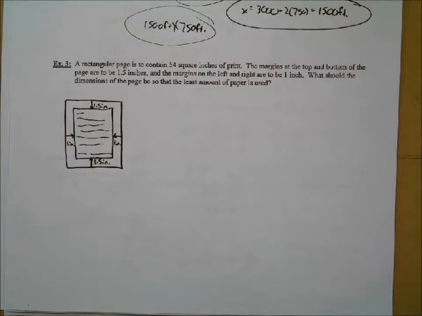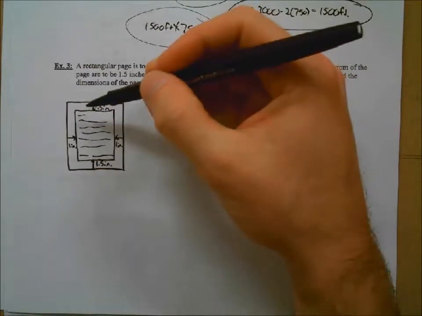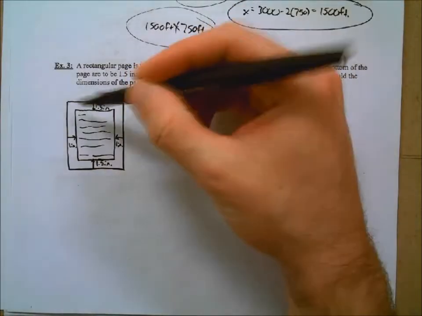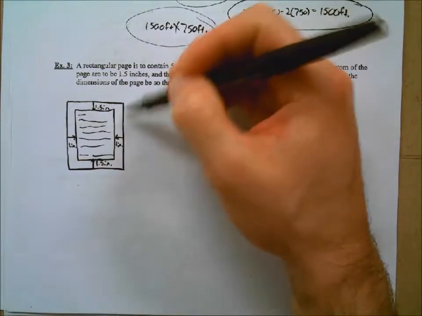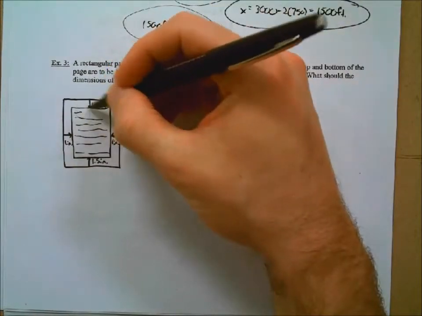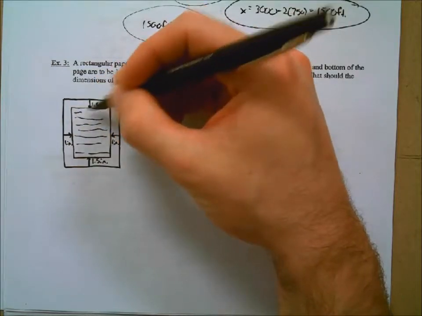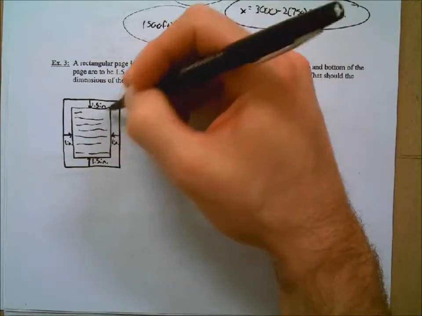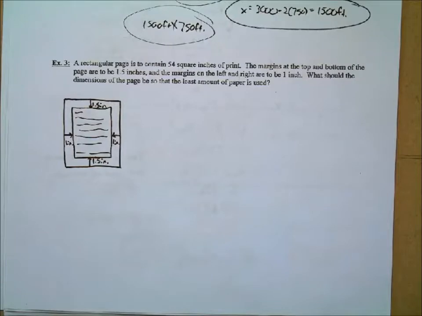What should the dimensions of the page be so that the least amount of paper is used here? So we have a little bit of freedom about how we put the dimensions for things. We could say X and Y here, X being the full side of the sheet of paper, Y being the full side of the sheet of paper, or we could say X being the full side of just the printable space and Y being the full side of the printable space. So we have two different ways we can set this up.